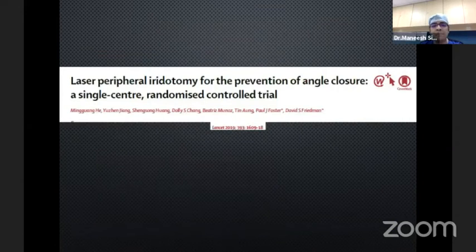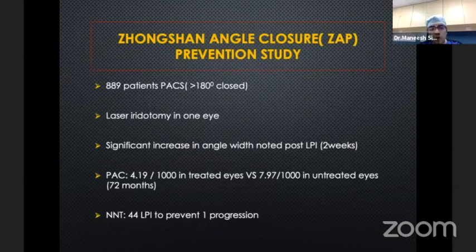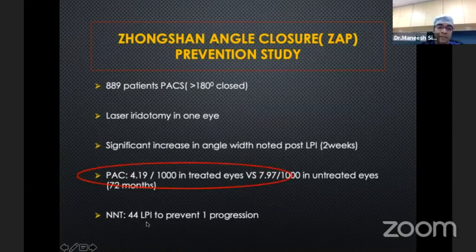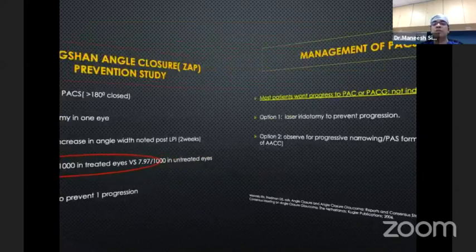The more recent ZAP trial also has shown that over a 72-month period, which is a 6-year period, even if you're not doing PI in a patient with PACS, only 7.9 out of 1,000 patients actually progress to PAC. So to prevent one progression, you need to treat 44 patients, which is a very high number needed to treat.